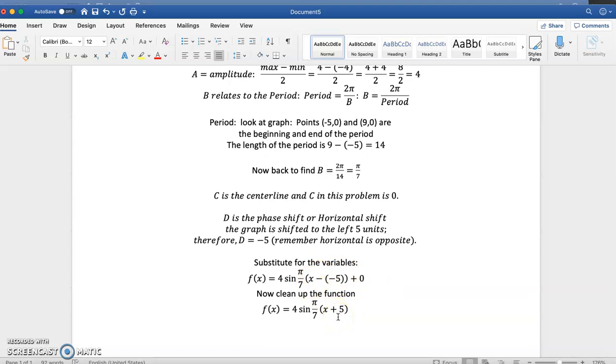And remember, horizontal is opposite. If it says +5, that means to the left. If it says -5, that means to the right. And since the center line was just 0, you don't have to put it. And I hope this helps.